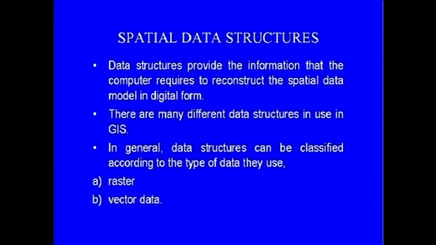Having had a look at the representation, now let us look at the spatial data structures. Data structures provide the information that the computer requires to reconstruct the spatial data model in a digital form. There are many different data structures in use in GIS. In general, data structures can be classified according to the type of data they use, that is raster or vector data.